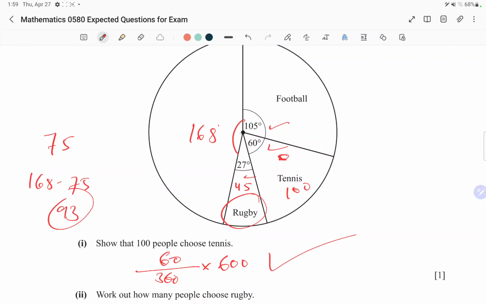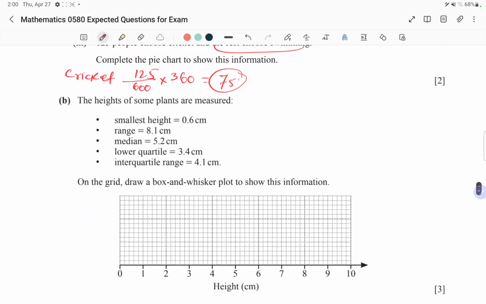Okay, so here we can say this much, and we can erase this one. We can say 75 here, and this one we can say 93. This is for cricket and this is for swimming. Okay, so it's done now.